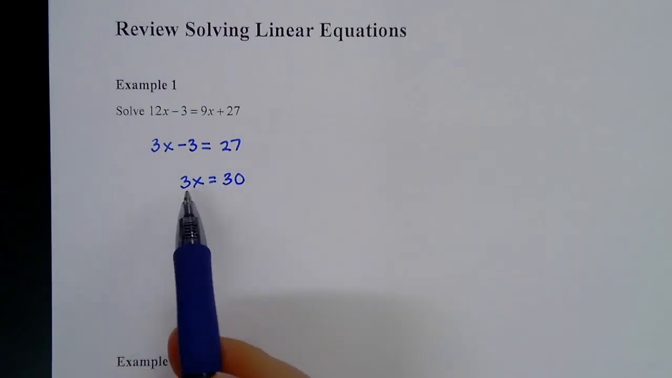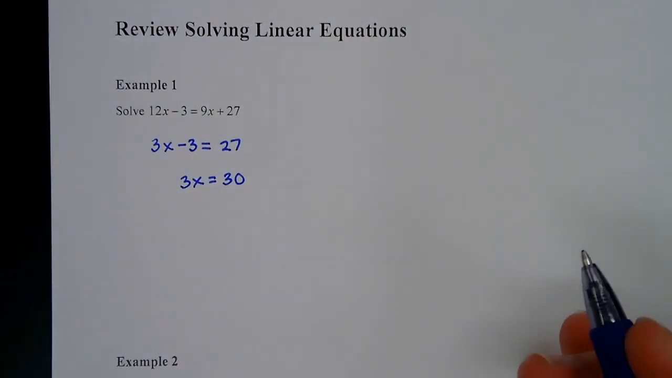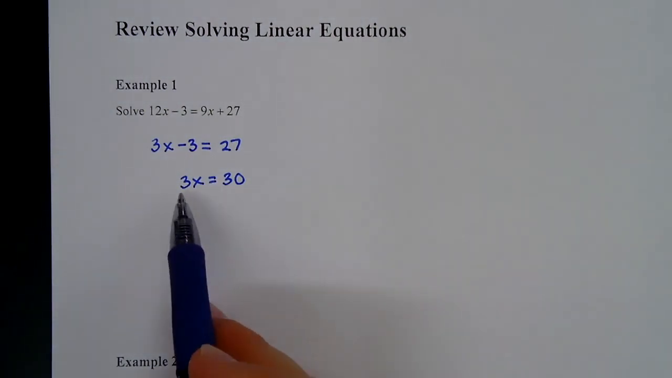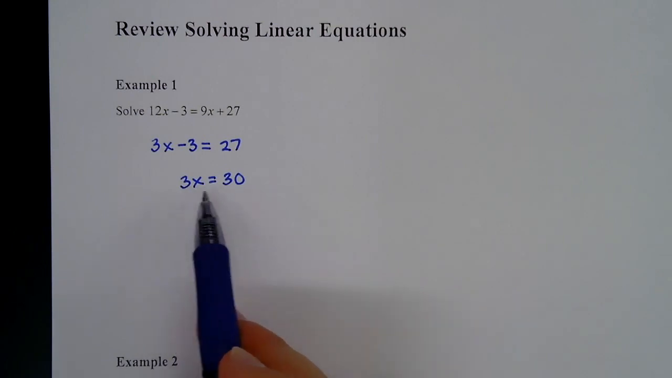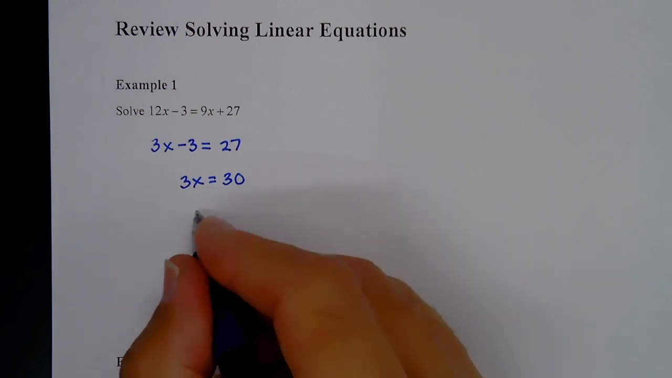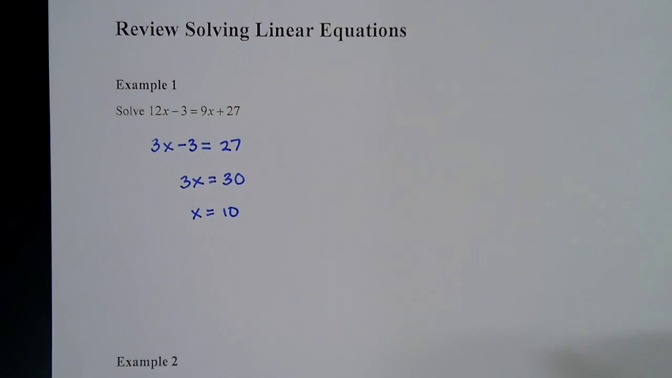And this 3 next to the x obviously means multiplication. So what we want to do to undo that is to divide, because the opposite of multiplication is division. Okay, so we're going to divide both sides by 3, and that would give us x is equal to 10. Okay, and that's our answer to this first problem.